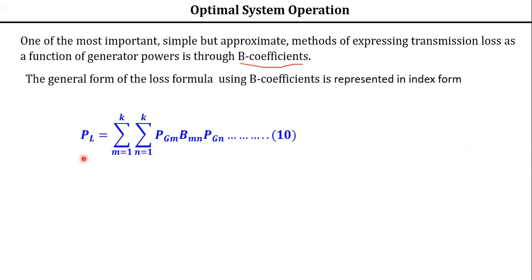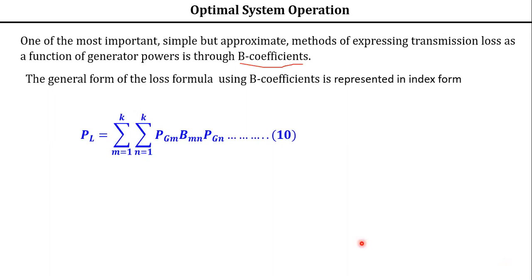So what is this PL? It is the transmission loss, equal to the product of, you can see PGM, BMN and PGN. So this is how it is represented. That's what I said. It is a simple but approximate formula we are going to derive. So as a first step of these proceedings, you have to express that one in an index form. So why is it called index form?